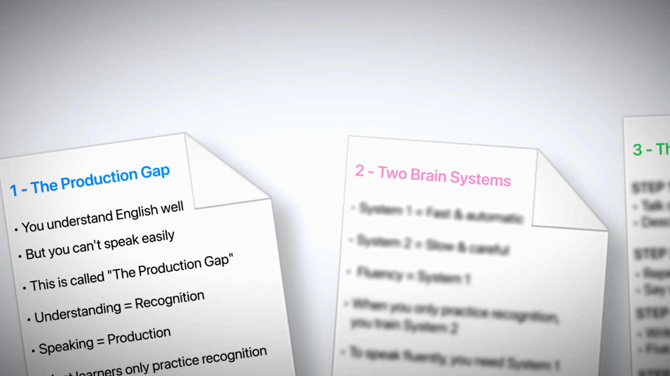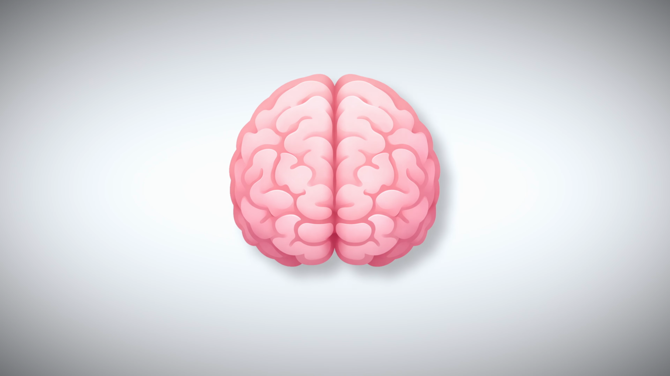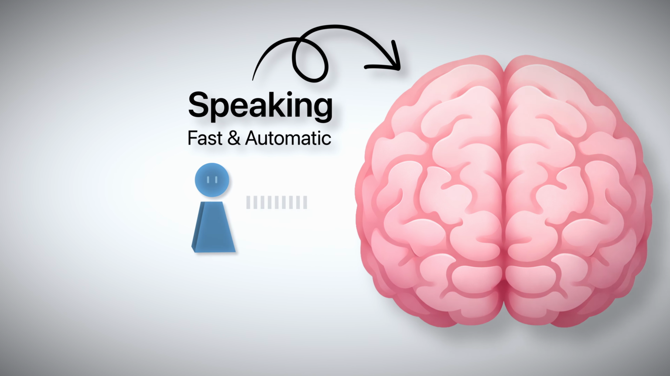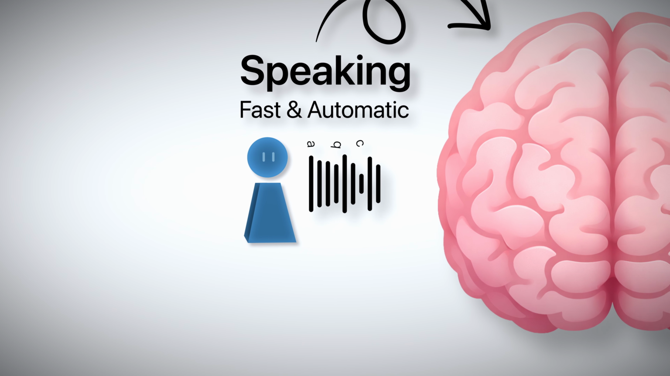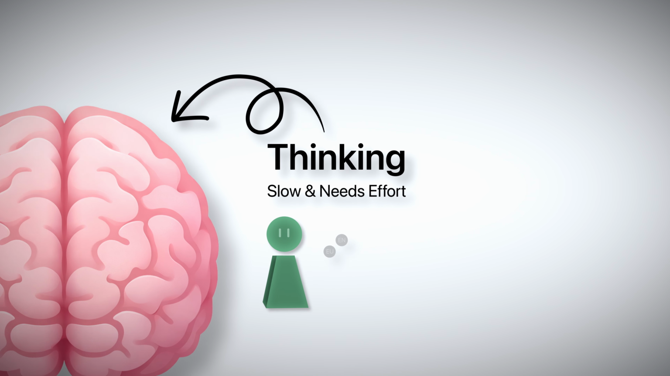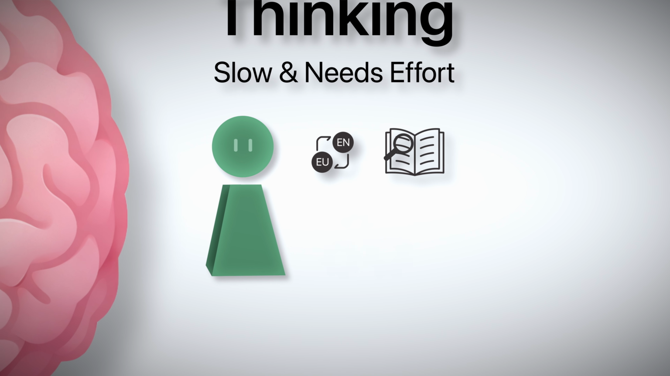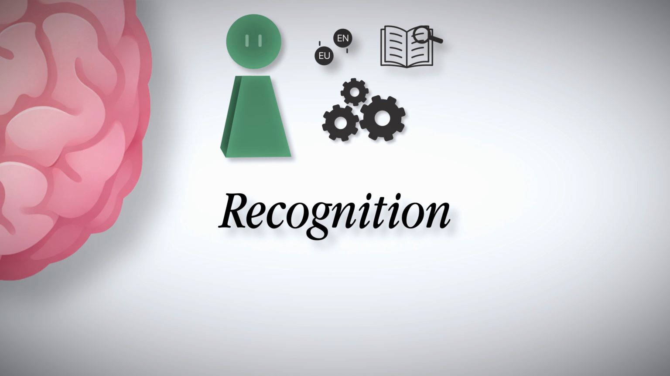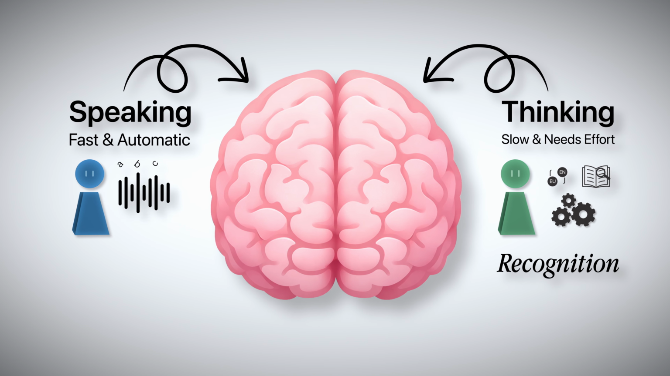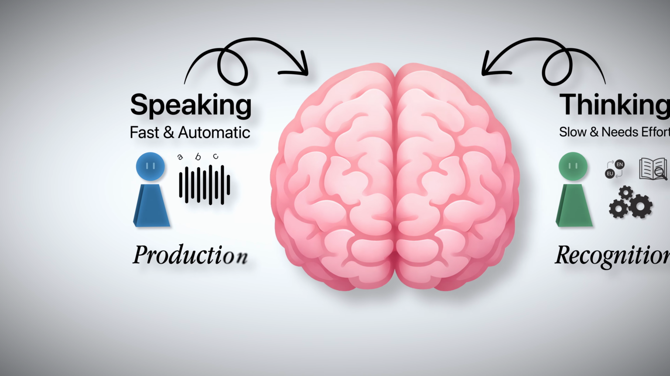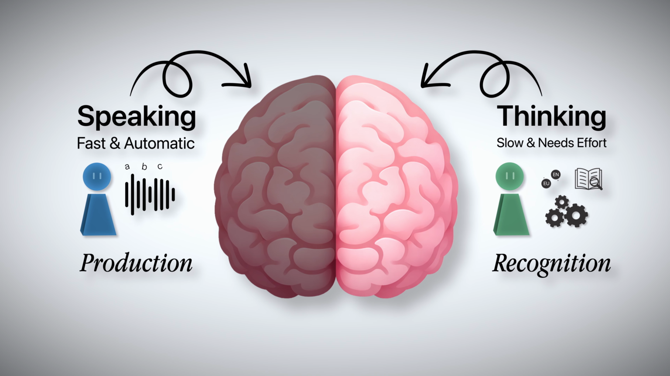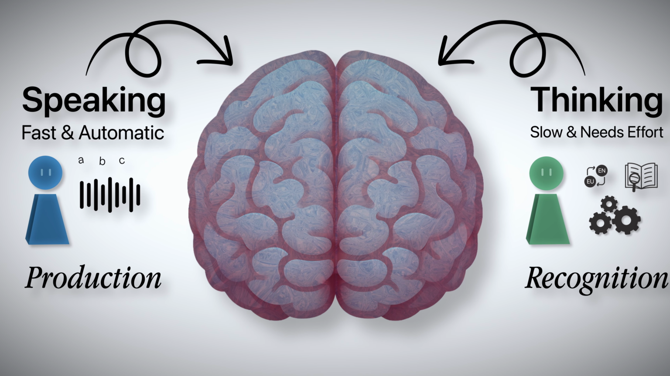Let me show you the science behind this problem. Your brain has two systems. The speaking system is fast and automatic. You don't need to think, English just comes out. The thinking system is slow and needs effort. This is where you translate, search for words, and overthink. When you only do recognition, you train the thinking system. But fluency lives in the speaking system, and the speaking system only gets trained through production. If you never produce English, the speaking system stays weak. When you try to speak, your brain panics and freezes because it's not ready.